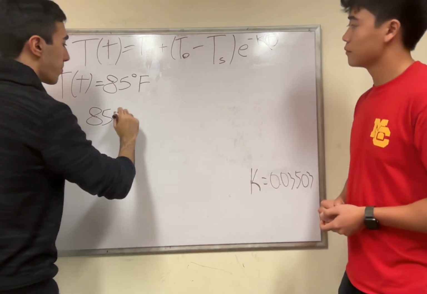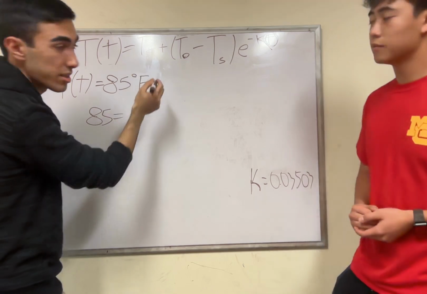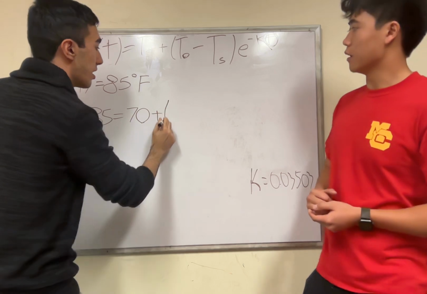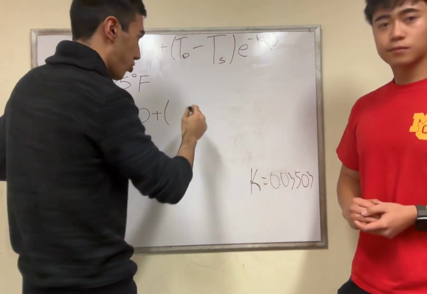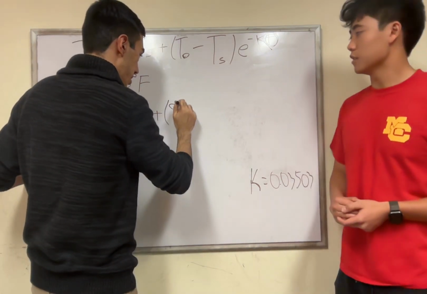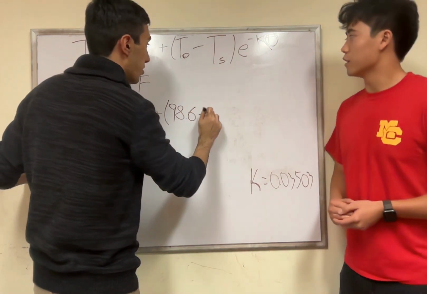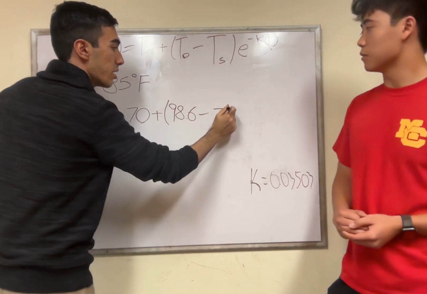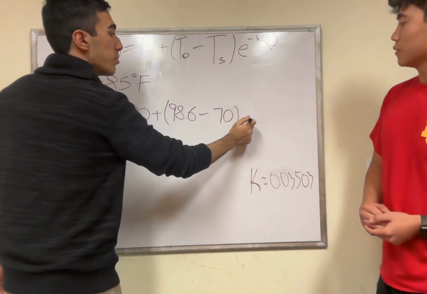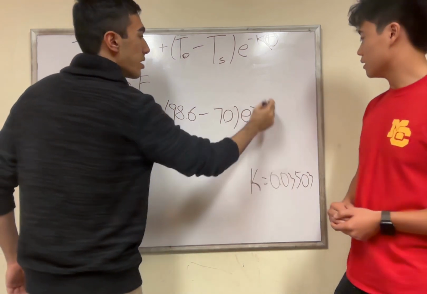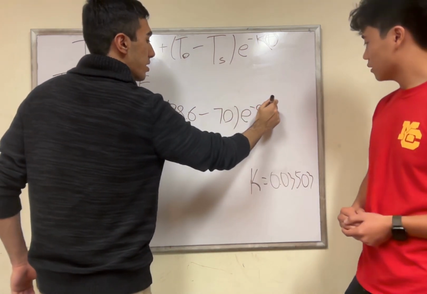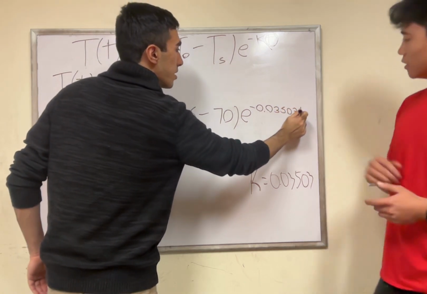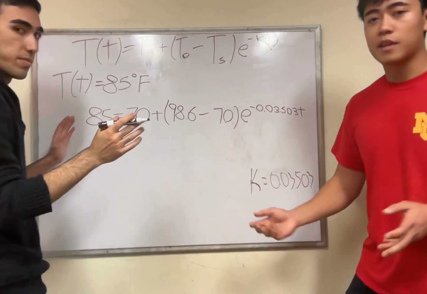Put an 85 here. Temperature of the ambient surrounding, we said, was 70 degrees. Plus the initial body temperature, which we're assuming is normal body temperature, 98.6 degrees Fahrenheit. Minus the ambient temperature, which was 70 degrees Fahrenheit, and then times e to the negative 0.03503 times t.